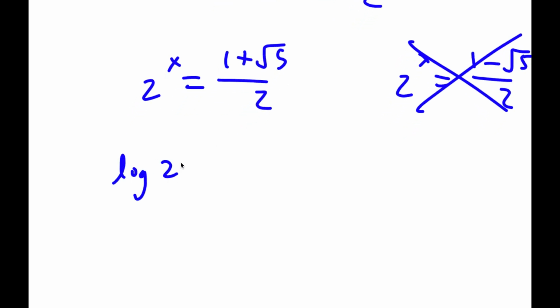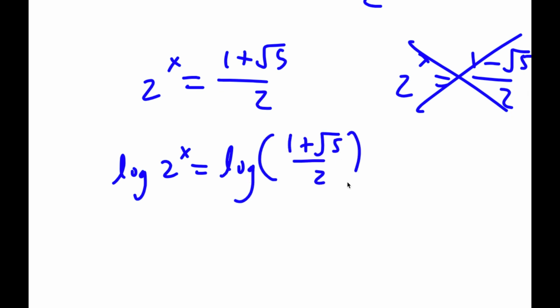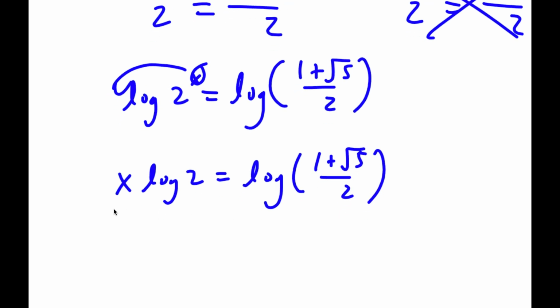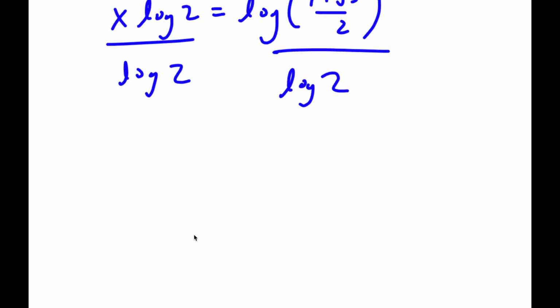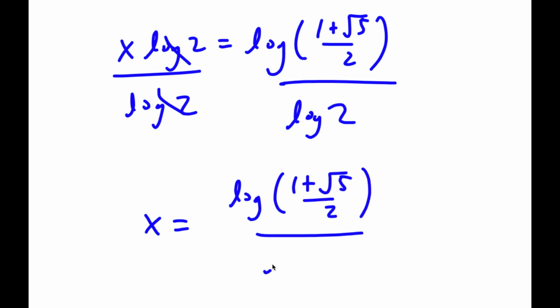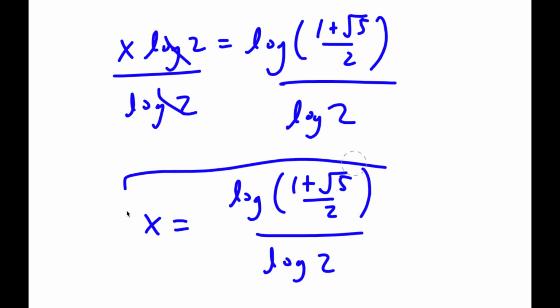So to solve this, I'm going to take the log on both sides. Now I can move x to the front, so now I have x times log 2 is equal to log of 1 plus the square root of 5 over 2. Now if I divide both sides by log 2, I get x is equal to log of 1 plus the square root of 5 over 2, over log 2. So this is my answer.